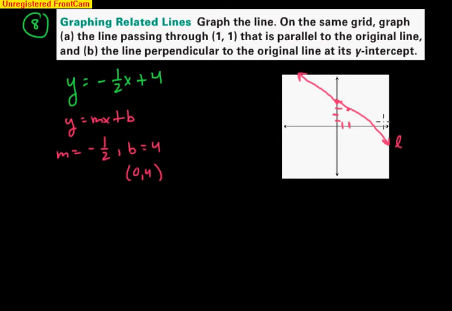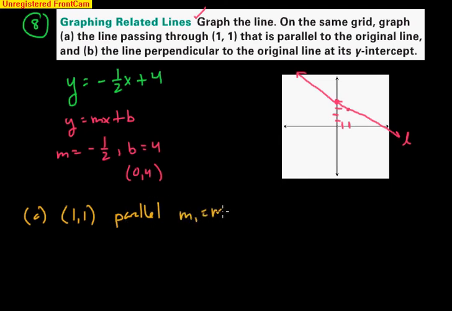And pardon my poor line drawing skills. There's my first line. Maybe I'll try to make that a little bit better. There we go. Look at that perseverance, right? Second time's a charm. So that's the first part. So I graphed the line. Now, on the same grid, so now we have part A. Graph the line passing through 1, 1 and parallel to the line.